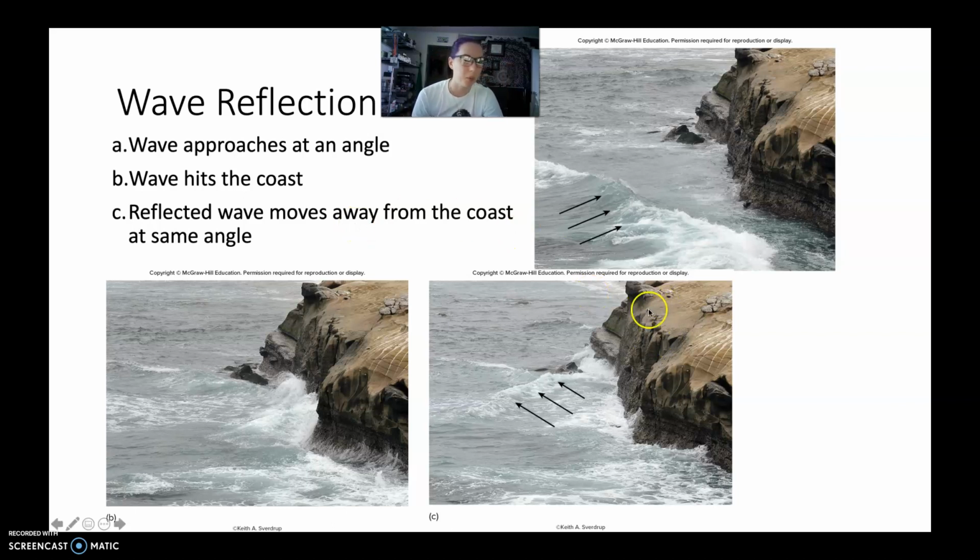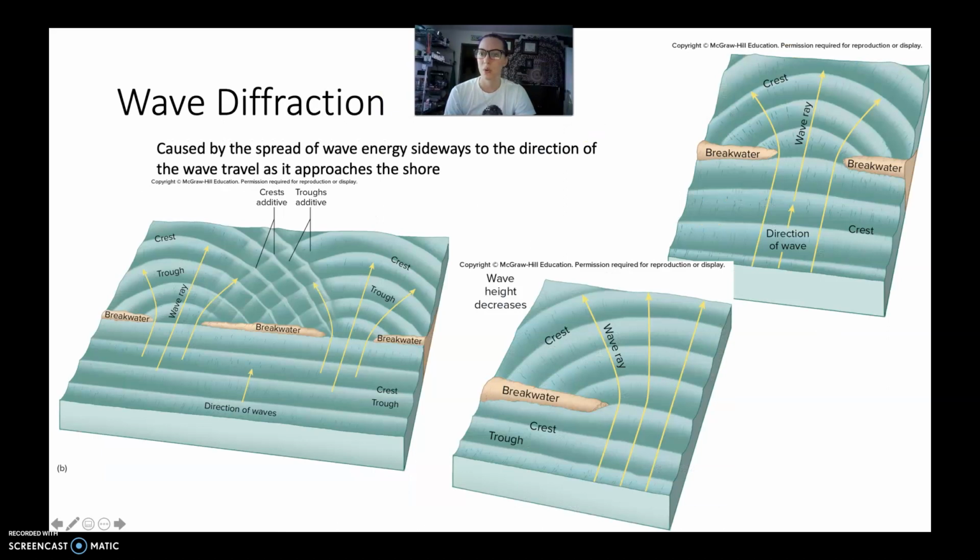We also have wave diffraction. This is when the energy is spread out sideways to the direction of the wave travel as it approaches the shore. We'll talk about this term breakwater in a little bit, but essentially, as you can see here, you can think of it as a row of rocks that are generally put there by humans, and you can see how the energy is then crescenting out, and then the waves interact with each other, creating these little square waves, which are kind of interesting.